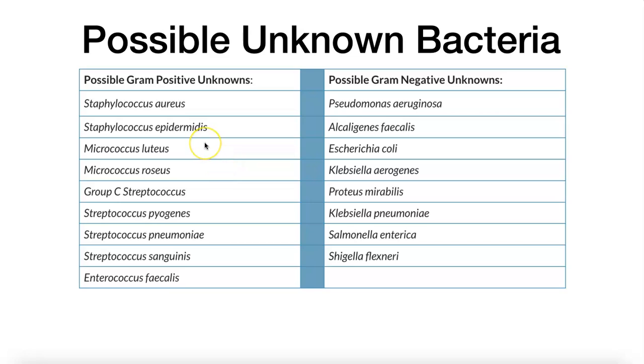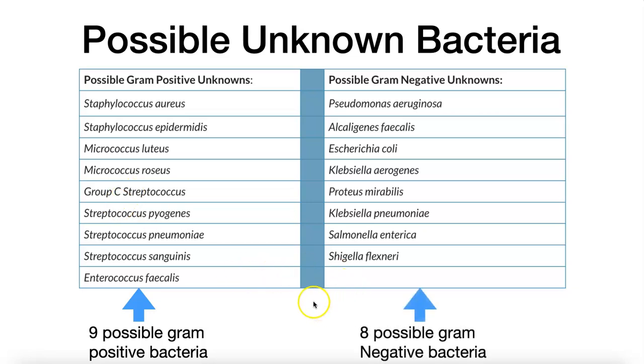Now, we just finished the labs that were dedicated to the gram-positive bacteria, so this is a good time to talk about the dichotomous key that you can use to help you identify your gram-positive unknown. That's what I want to focus on mostly in this video. As you look at this list, there are 9 possible gram-positive bacteria, as well as 8 possible gram-negative. But again, the goal will be to focus on these gram-positive bacteria first.